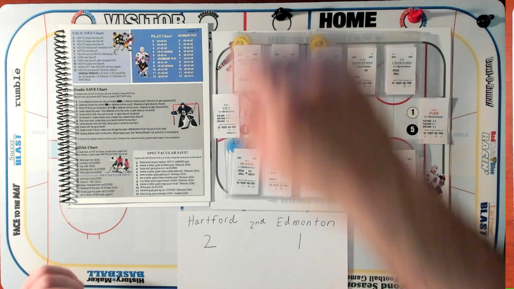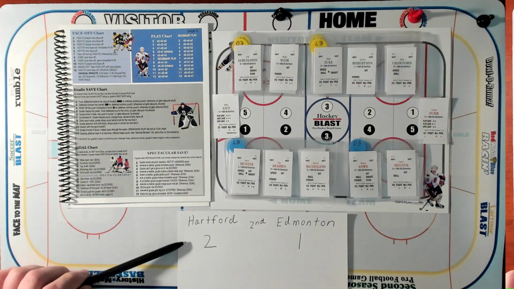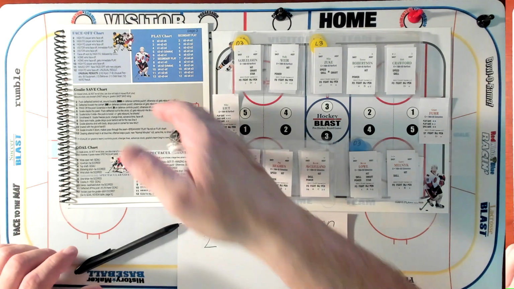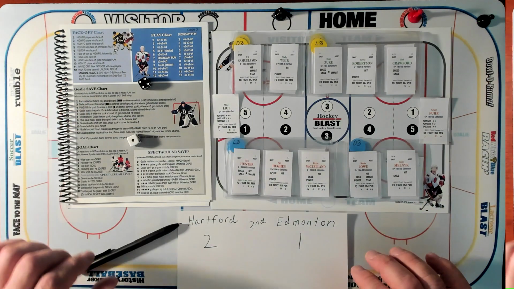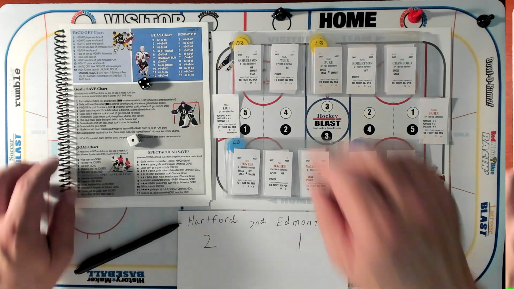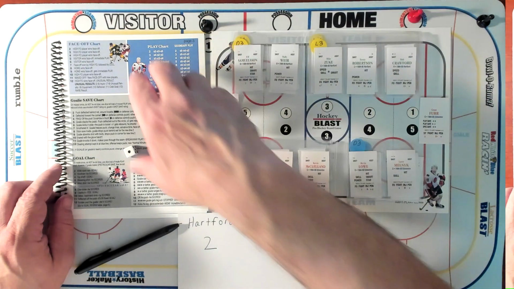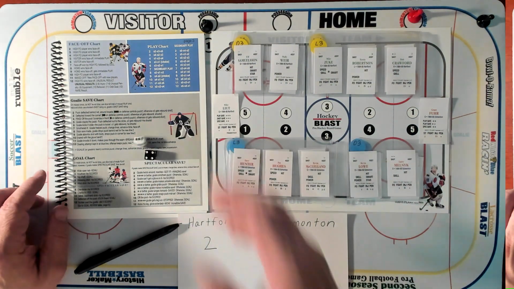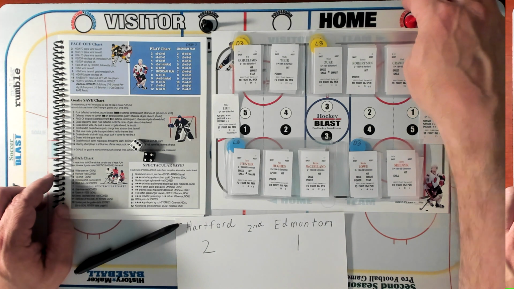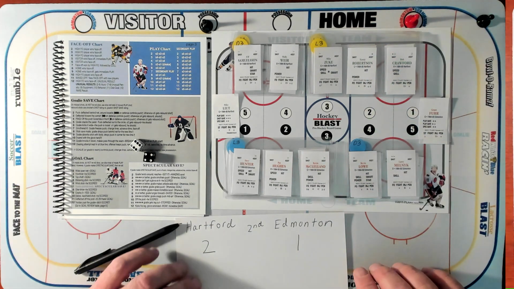Okay, let's see what we got here. Go to the face-off. 5. Visitor wins face-off, immediate play. Immediate play for Hartford. Momentum is with Edmonton.